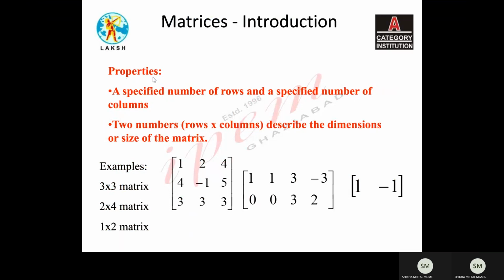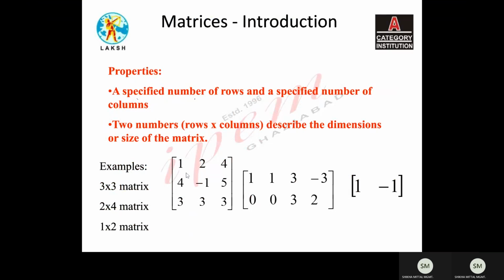Now, properties. A specified number of rows and a specified number of columns. That is, the number of rows and the number of columns should be specified, that is, it should be a finite number. Two numbers, row into column, describe the dimension or size or the order of the matrix.